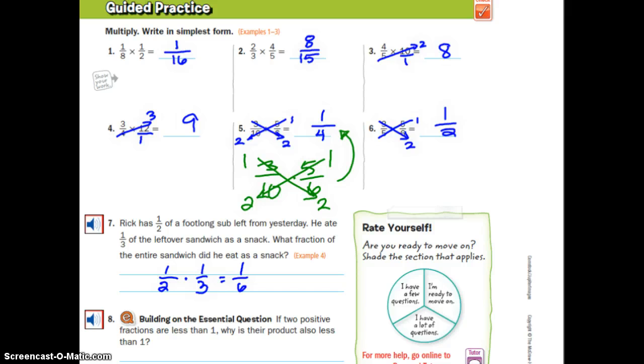If two positive fractions are less than 1, why is their product also less than 1? Because you're dividing it into a smaller portion. I'm using the word divide, which kind of sounds scary when we're talking about multiplication, but you're reducing the amount because you're making them into smaller pieces. You're looking for the intersection of the two fractions, which is going to make a smaller subset of the two fractions.